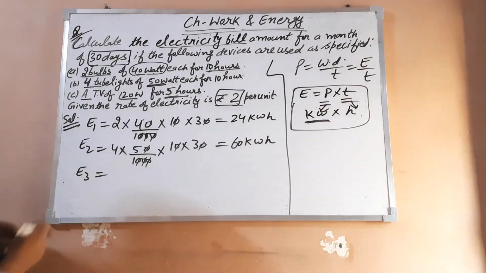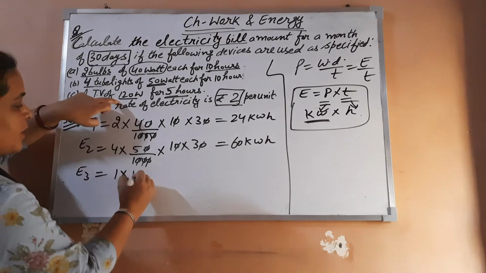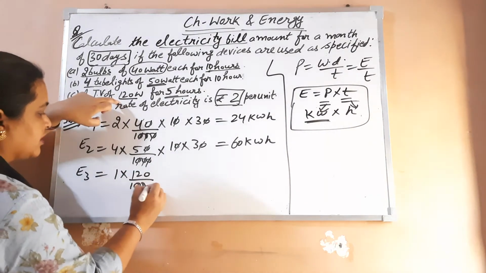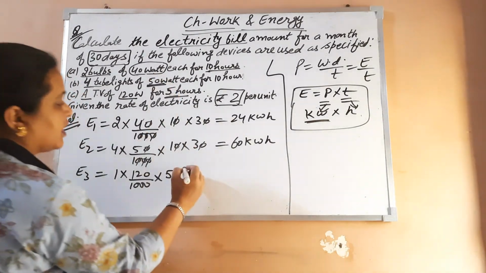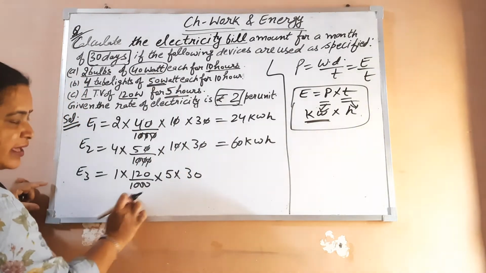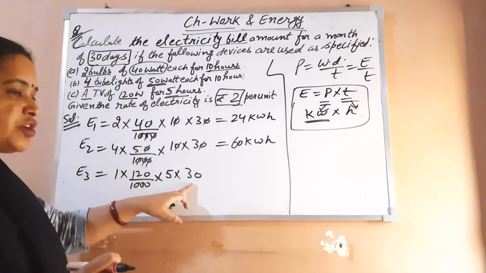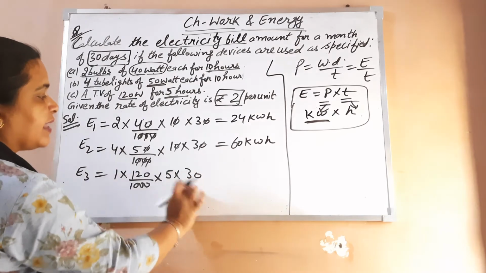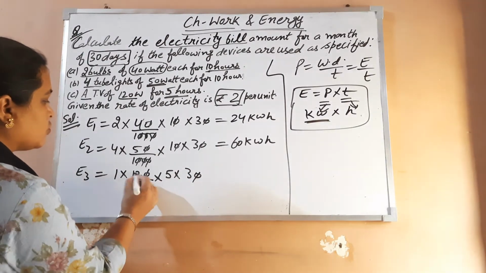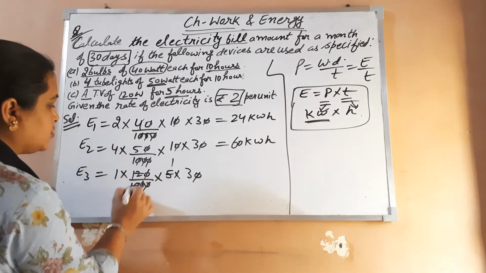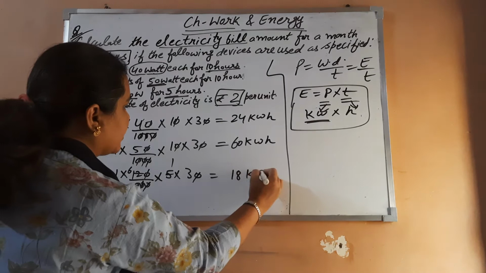Now what is the third appliance that is operating? The TV set. One TV set, power is 120 watt, divide by 1000. The TV runs for 5 hours, and for 30 days. Till here it is for 1 day, so multiply by 30 for 30 days. If it is not given in the question and only 1 day is given, then leave out the 30. 0 cancels here. So 5 1s are 5, 5 2s are 10, 2 6s are 12. So it becomes 18 kilowatt hour.